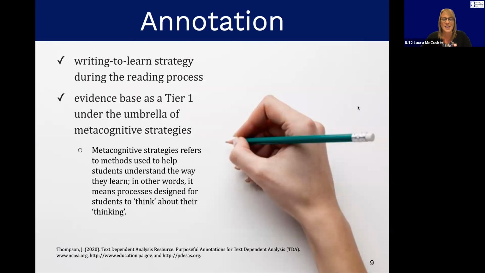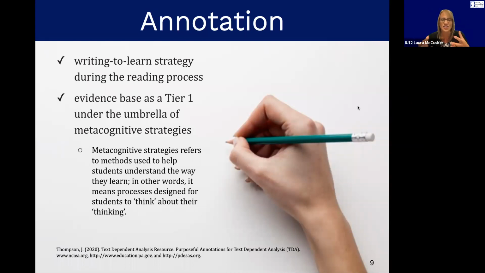Another piece for annotation is defining it. So all of us on this call, we're kind of looking at annotation as a writing to learn strategy that you put into place during the reading process. And I was lucky enough to be able to attend the Evidence-Based Strategies for Literacy session last by Des Arnold. And she was really clear to give that annotation has an evidence base of a tier 1 strategy under the umbrella of metacognitive strategies, right?